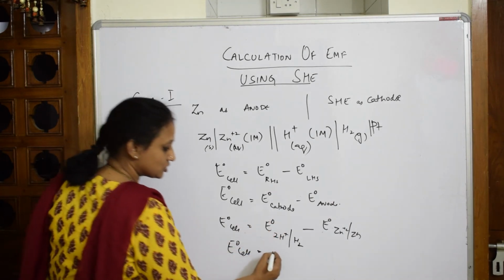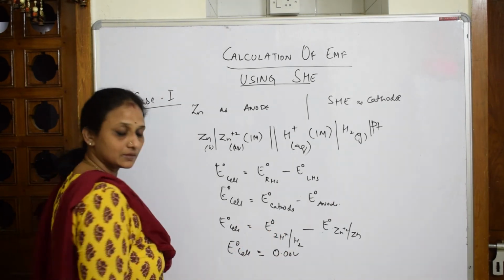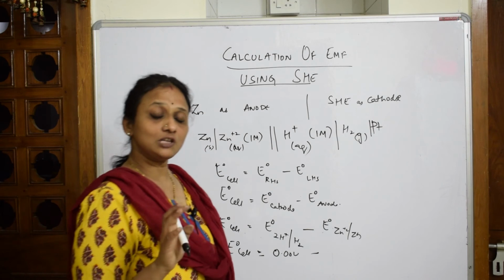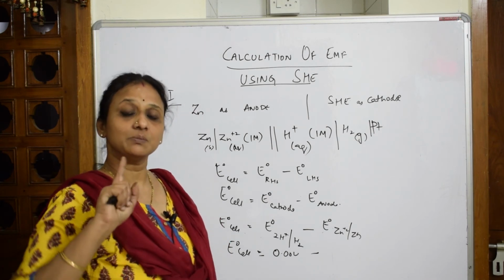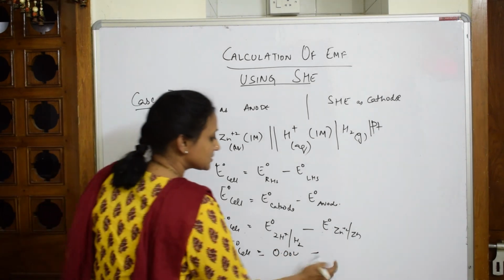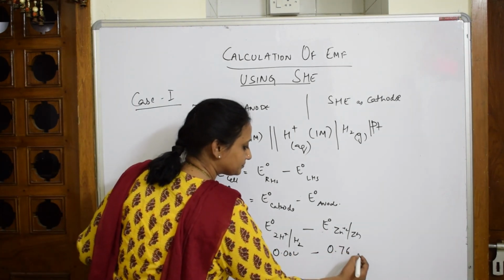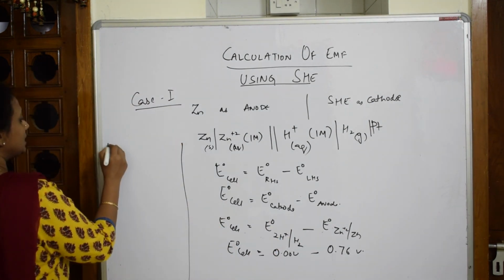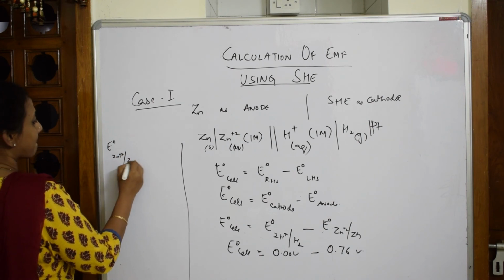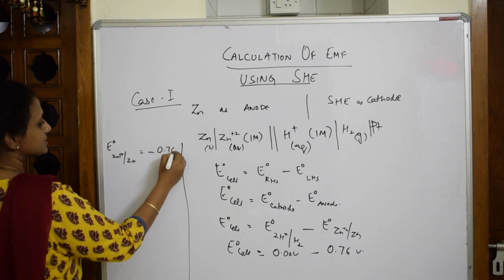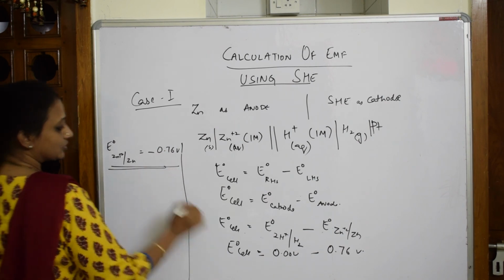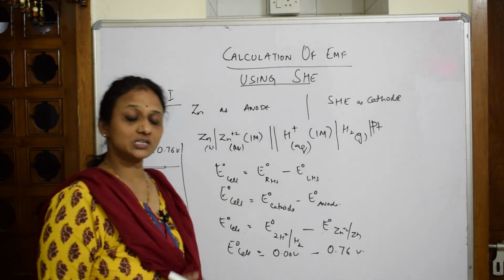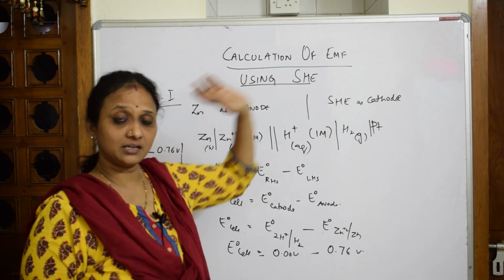Now what is the electrode potential for this one? E0 for hydrogen is always 0.00 volts, by convention. Now, I'm giving you the ready-made answer: the E0 cell value for Zn is 0.76 volts. So when I take this E0 to this side, E0 of Zn+2 by Zn gave me minus 0.76 volts. So this is how you find it. You take one as 0, and the other one you find out. So this is how you calculate. Let's come back and now use SHE as anode and copper as cathode.